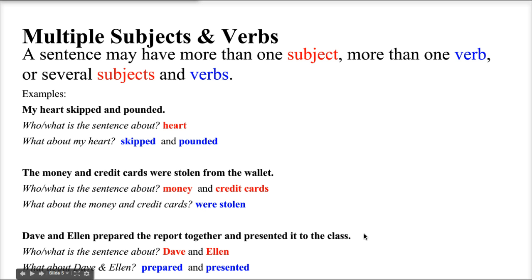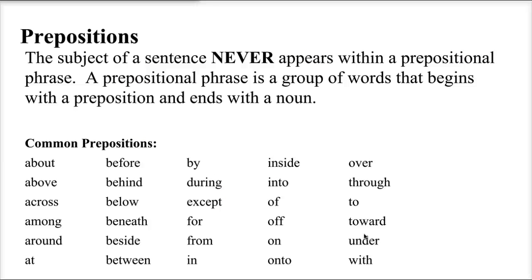Dave and Ellen prepared the report together and presented it to class. Who or what is the sentence about? It's about both Dave and Ellen, and what about them? They prepared and presented. The next thing that we need to review is regarding prepositions, and this is really important.